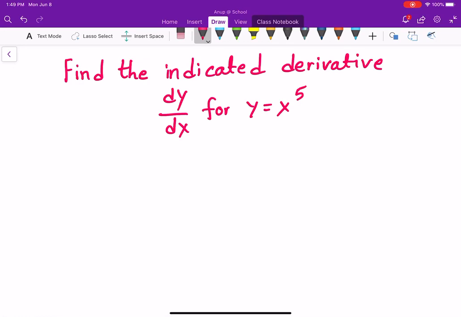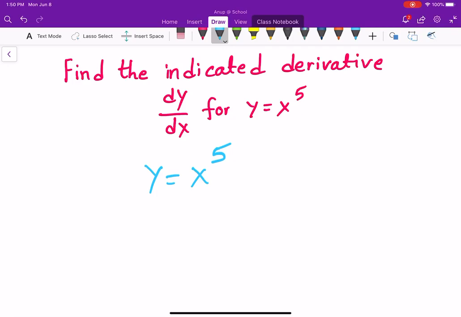Find the derivative of y with respect to x for y equal to x to the power 5. So in this example, our goal is to find the derivative of y with respect to x for this function y equal to x to the power 5. So how can we find the derivative of this?